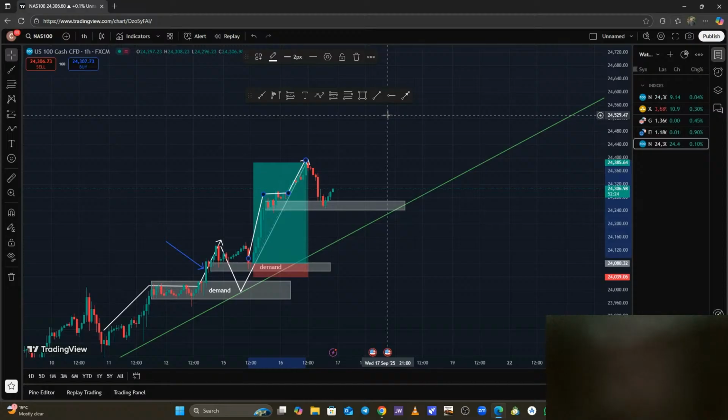Okay, thanks Muku. Sawa, your explanation is simple, but yeah, supply and demand won't work on synthetic indices.